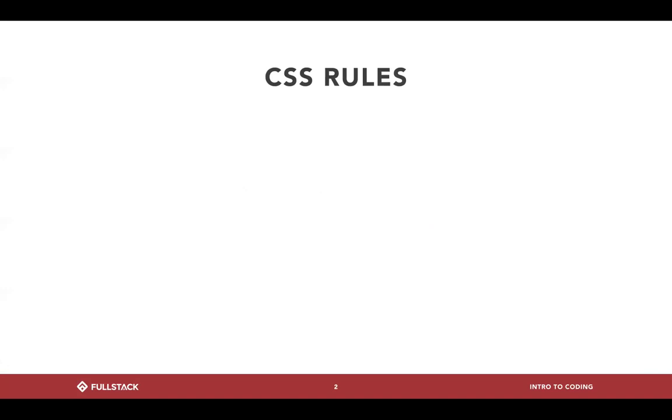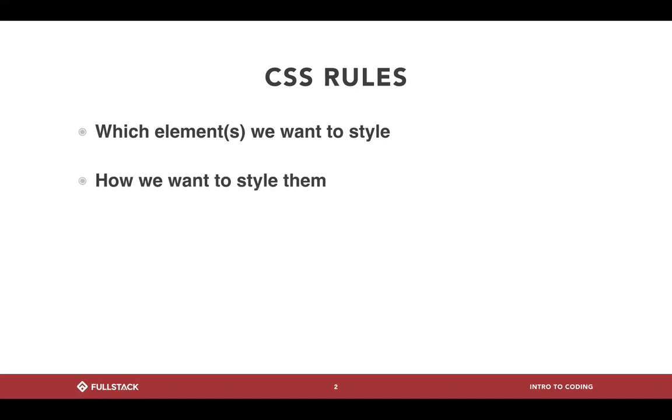Basically, they are just sets of rules, and they have two parts. One is your selector, which basically just selects what element you're going to be enforcing the rule on, and then the rules themselves. So which elements we want to style and how we want to style them. That's the way that CSS focuses the work and executes it.